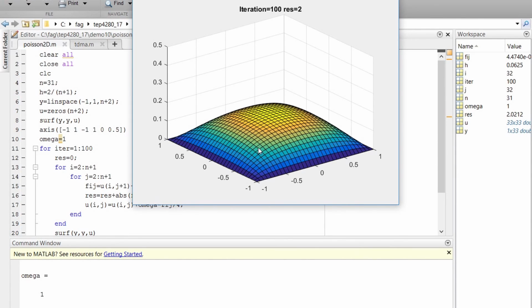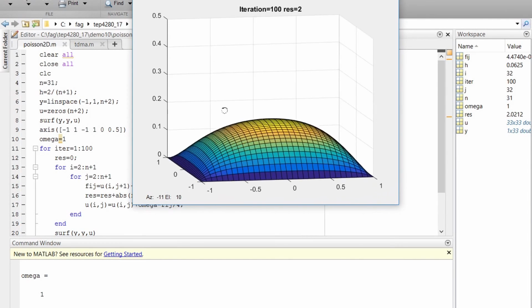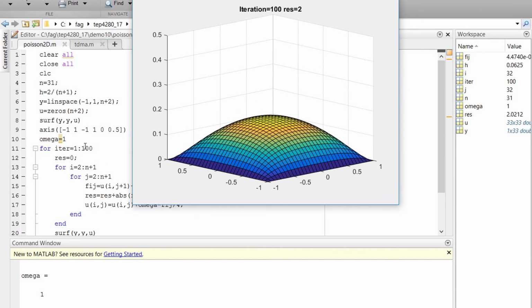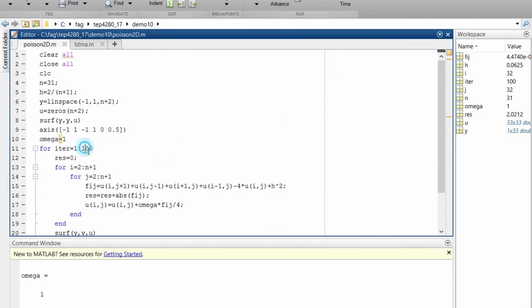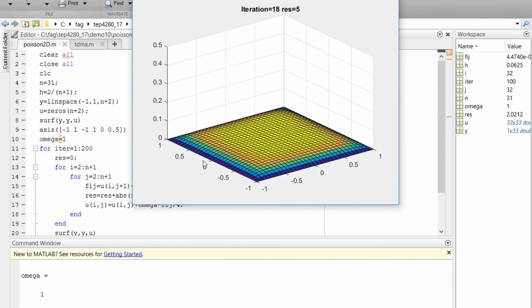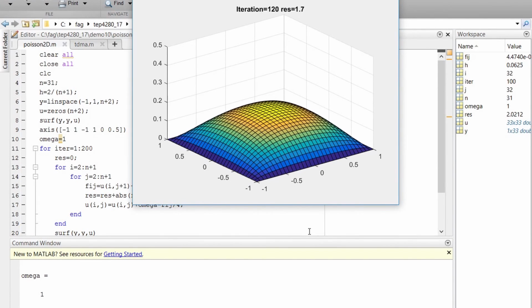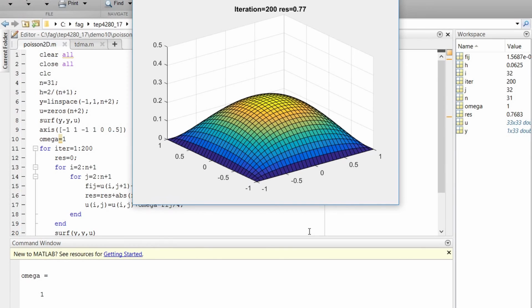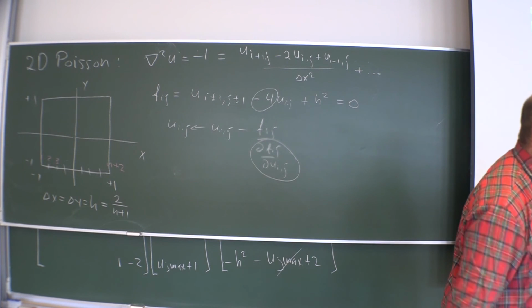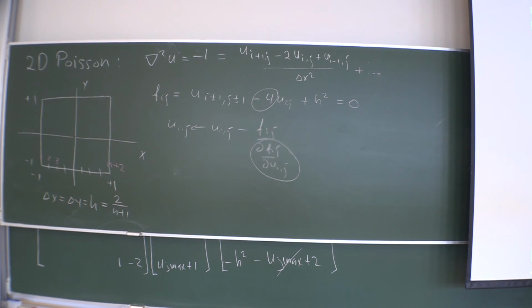Now it's Gauss-Seidel iteration, very, very slowly. So after 100 iterations, you see it hardly starts to move. You can, of course, just increase the number of iterations. Yes, you can. But it's going very, very slowly indeed. So using an omega here might be a very, very good idea. But we will continue with that one after the break. Any questions? We take a break.